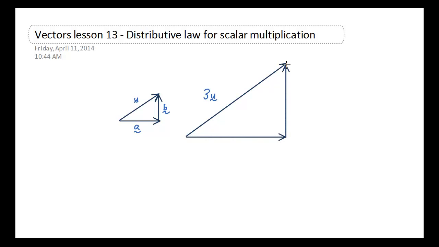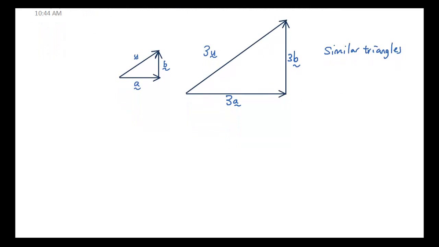Using the rule for similar triangles, this side is going to be 3a and this side is going to be 3b. So basically all 3 sides will need to increase by the same scale factor if you want this shape to remain similar to that shape. Okay, so let's bring this back to scalar multiplication.